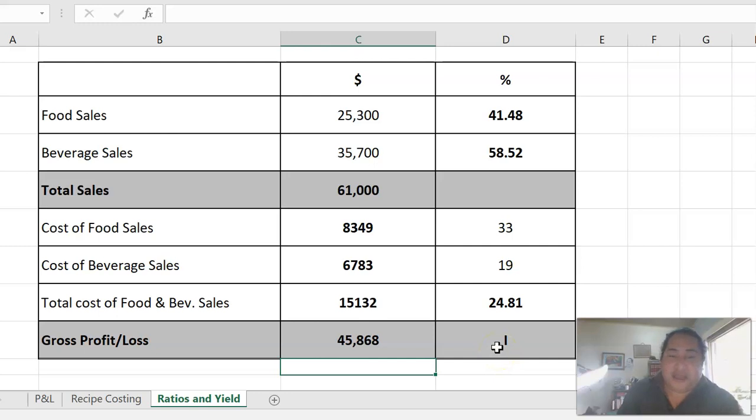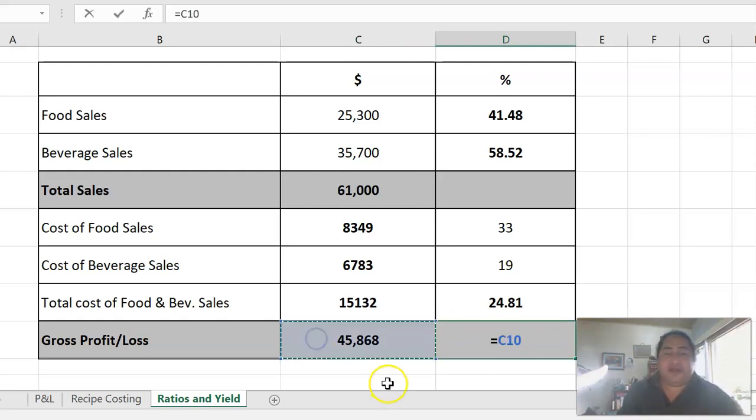How do we calculate I, the percentage of gross profit? Always over the denominator. Always over the denominator. So equals 45,868 divide by 61,000 times 100. Sorry, I must have done something wrong there. Let me do that again.